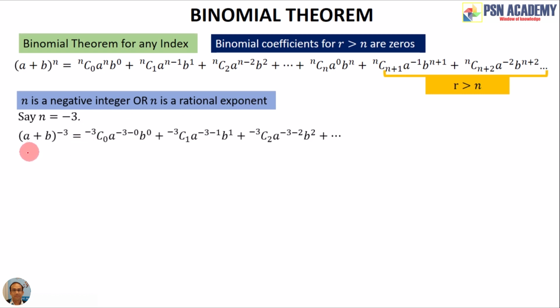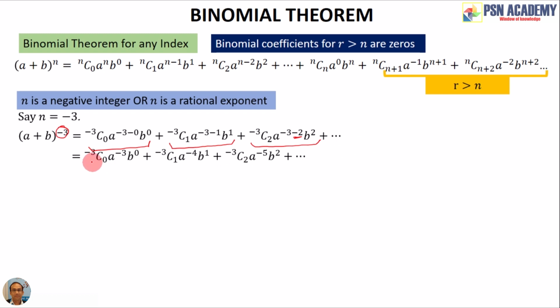Now say n is equal to minus 3. Then we have (a plus b) raised to minus 3. This one is n. So you write like this, as it is given in the expansion, that nCr, that means (-3)C0, a raised to minus 3 minus 0, and b raised to 0. Okay, so this is all right. Next, (-3)C1, a raised to minus 3 minus 1 now, and b raised to 1. In the third term, (-3)C2, a raised to minus 3 minus 2 now, and b raised to 2. You go on like this.